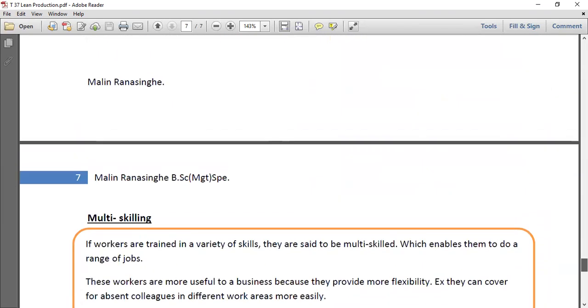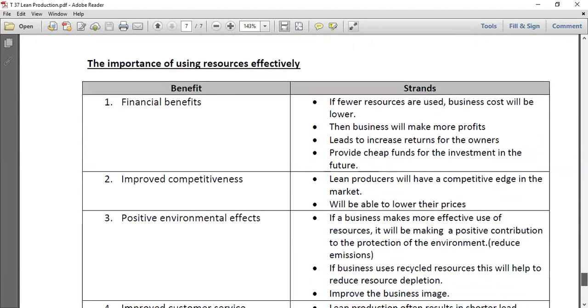You can see we talk about the importance of using resources effectively. This is the way that you have to explain. So at least two benefits you must know: financial benefits, environmental effect, customer side, competitiveness wise. You must be able to develop your answers accordingly, right? So finally, we talk about the lean production concept.